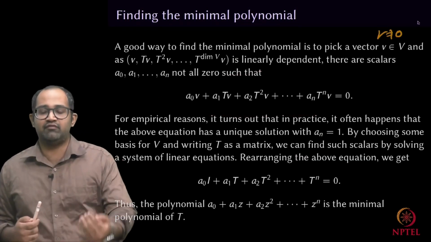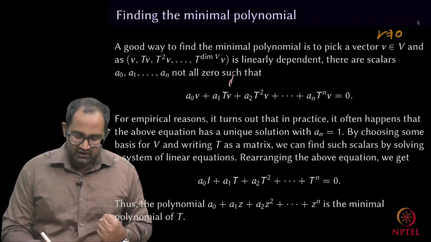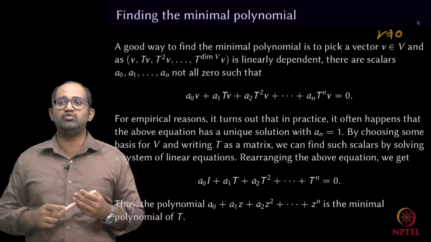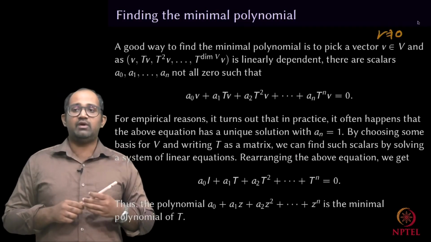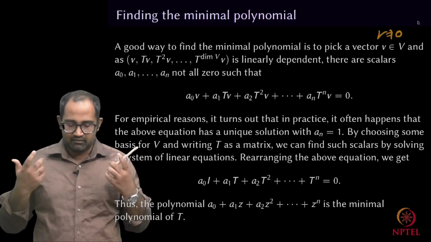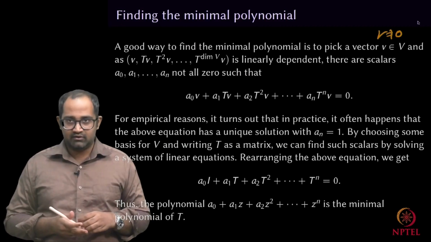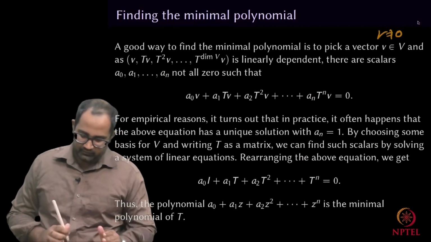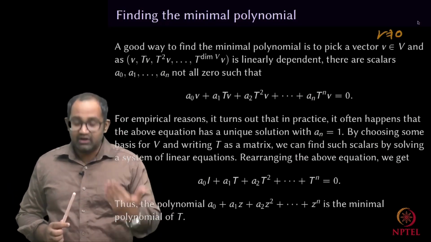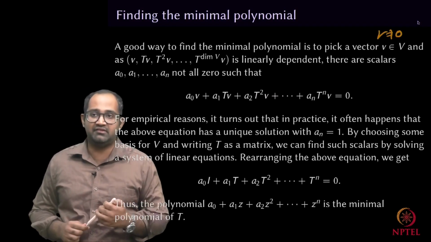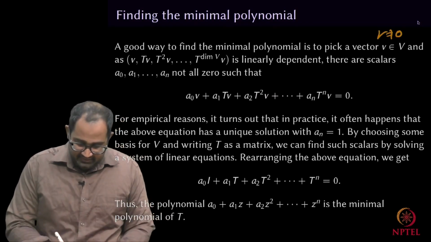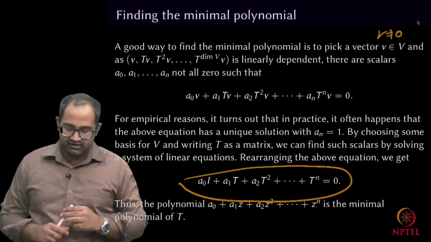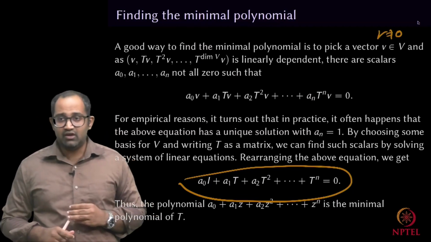You know the operator T, therefore you know the matrix of the operator T. You know v, in fact you picked v, so you know the coordinates of v. When you multiply this out and add everything, you get a huge system of equations. You can solve that system and you get a solution a0 to an, and you get a unique solution because, as I said, for empirical reasons you get a unique solution. Then you look at a0 I plus a1 T plus a2 T squared plus dot dot dot T to the power n, which is 0.